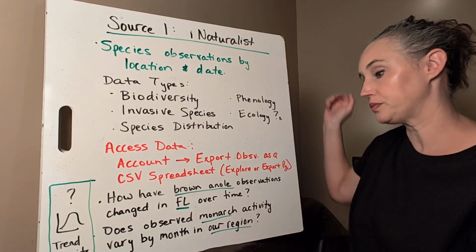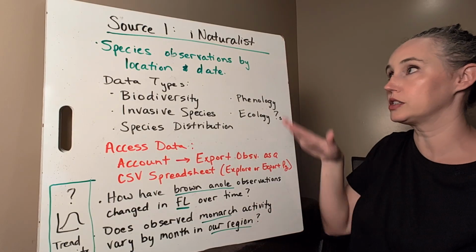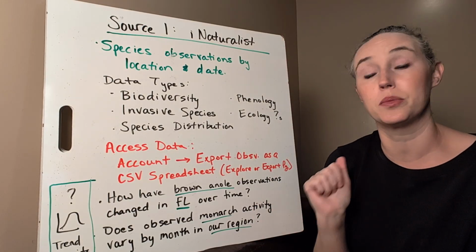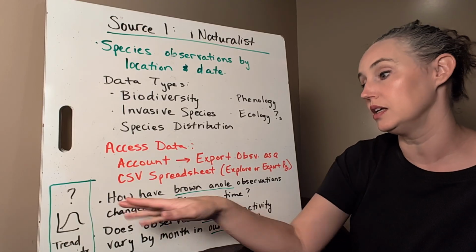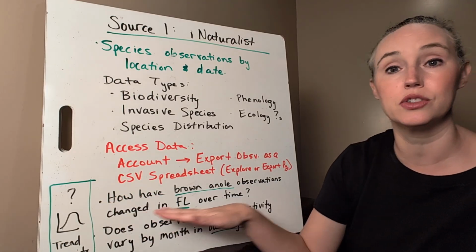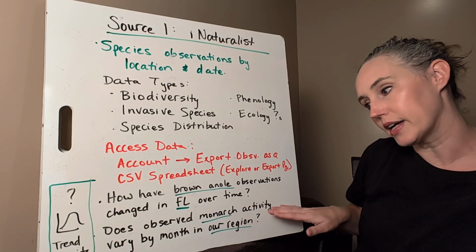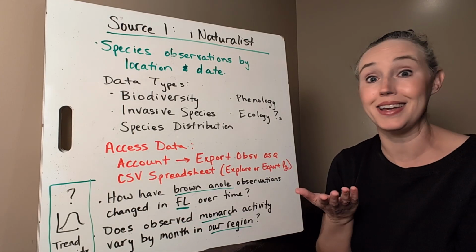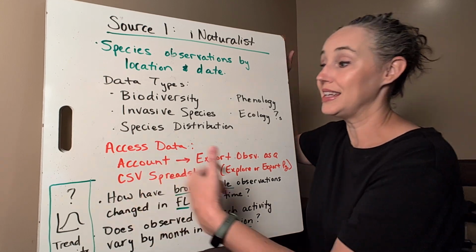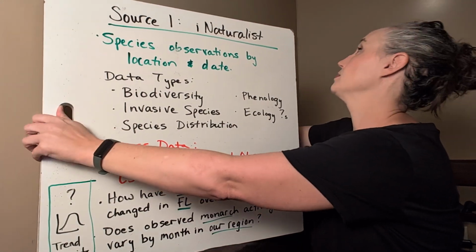So types of targeted questions that data from iNaturalist can provide would be like, how have brown anole observations changed in Florida over time? Or does observed monarch activity vary by month in our region? The data is there. They can easily answer those questions.